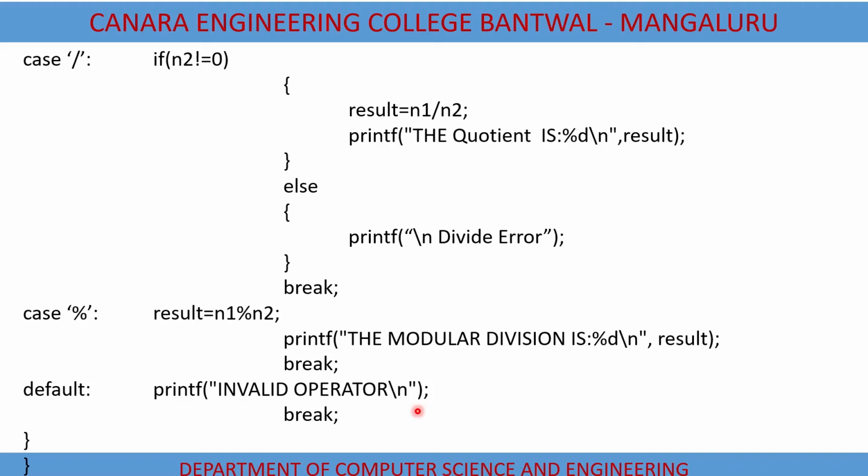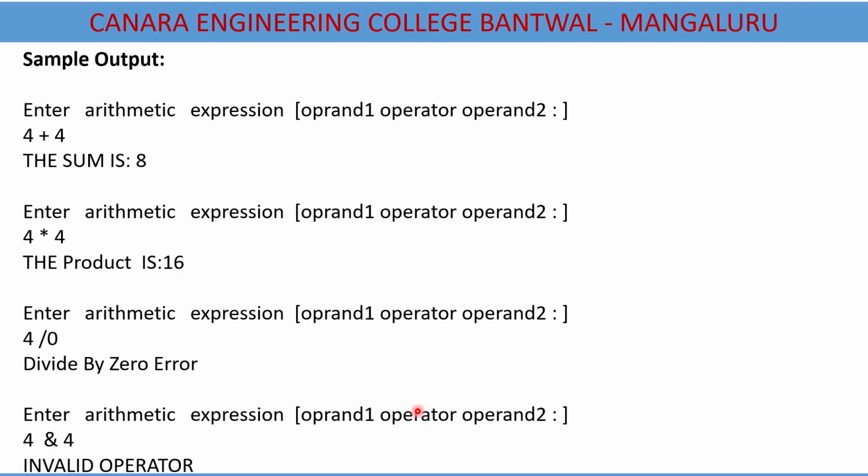Now we'll try to analyze this program by taking a small example of one or two numbers. Okay, so first I'll try to execute this program. Once I execute the program, I'm going to give some input. Initially I'll give the input value as 4 plus 4. So when I enter 4 plus 4, what happens?